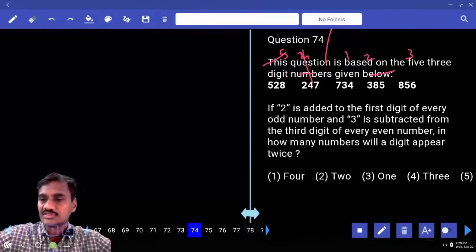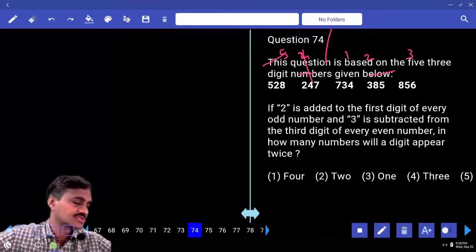And next one 7 and 1, there is no repetition. And 2, no repetition here as well. Here also no repetition. Hence how many, what is your answer here? 2 is the answer. Does it match or not?